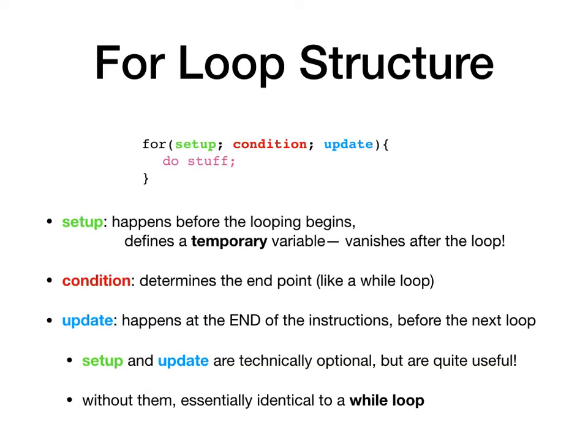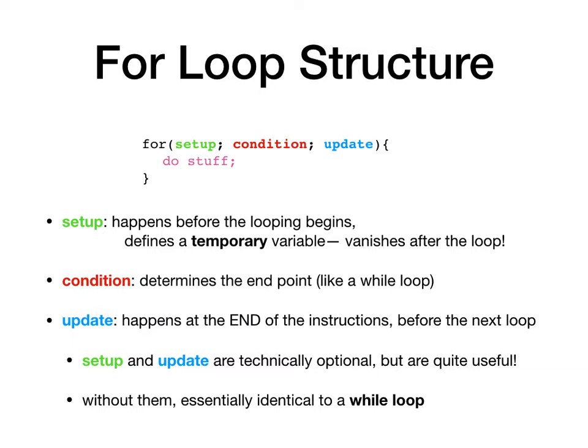So when I define a for loop, I put the setup statement first. This is what happens before the loop even begins. And typically what you're doing in there is defining a temporary variable that is only usable during the loop. It doesn't collide with other variables. It's used just for the duration of the loop.